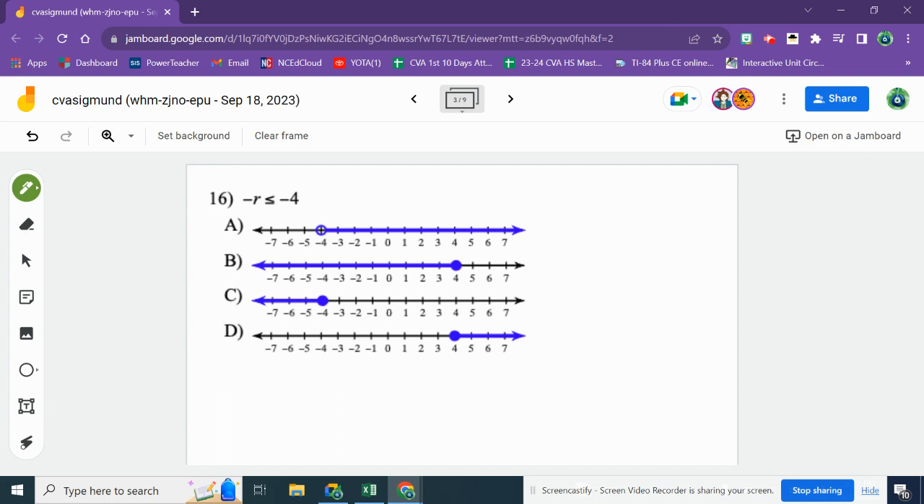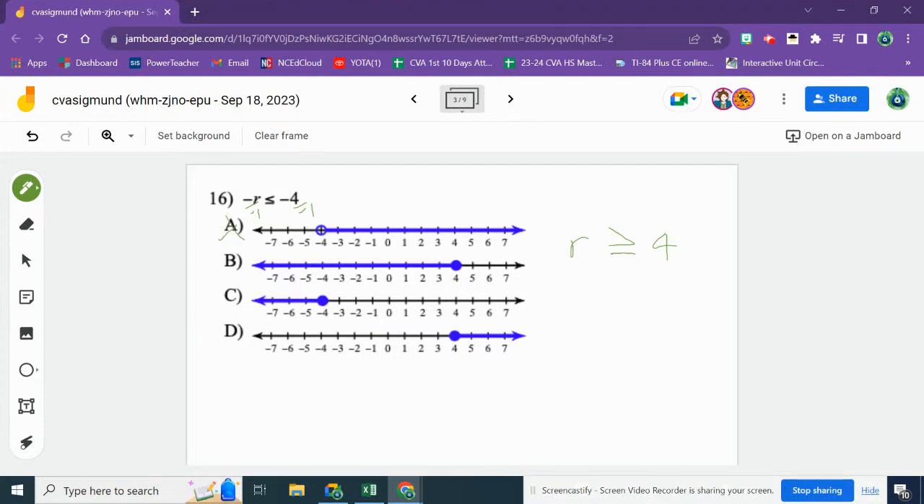So just like the last one, number 16 here on slide 3, that negative r is a problem. We're going to divide both sides by negative. Divide by negative is golden rule because we have to flip our sign. We have an r now, it's positive, and we flipped our sign. Rather than it being less than or equal to, it's now greater than or equal to. Negative and negative give us a positive 4.